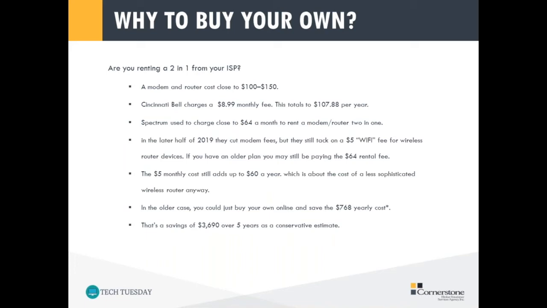But anyway, in the older of the two cases, that would mean that if you just bought your own equipment, you would have been saving $768, excuse me, yearly, just by getting your own modem router combo set up. Over 5 years, that would have been $3,690, just as a conservative estimate of how much you would have been spending. So that's why I would have recommended getting your own. Nowadays, it's a lot more affordable, just because the word kind of got out and people started setting up their own Wi-Fi and routers.